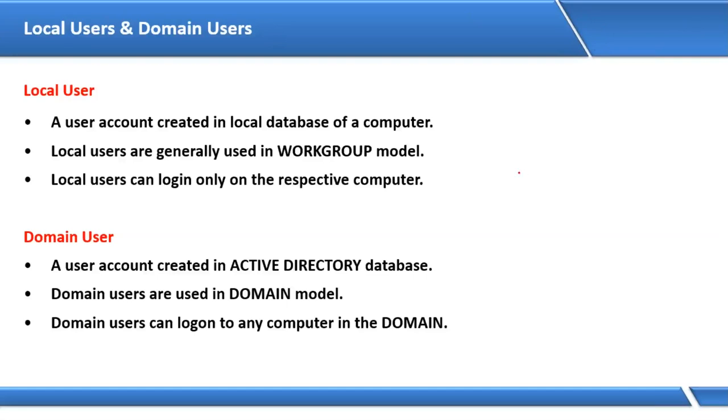It's done, finished. So we have two types of users here in our network. One is local user and one is a domain user. Local user is used for workgroup model, and domain user we are using in domain model. Please write down one more point there. The last point in domain users.